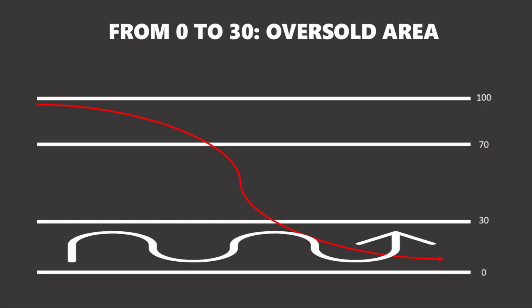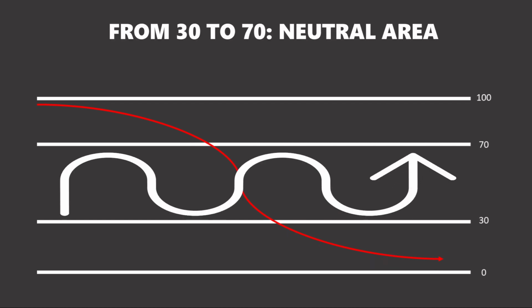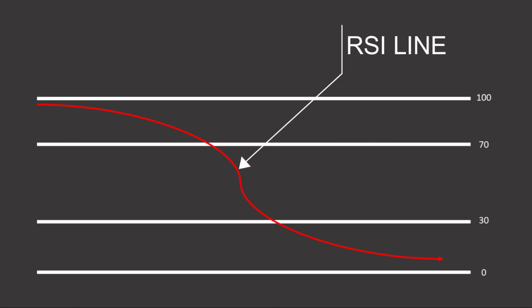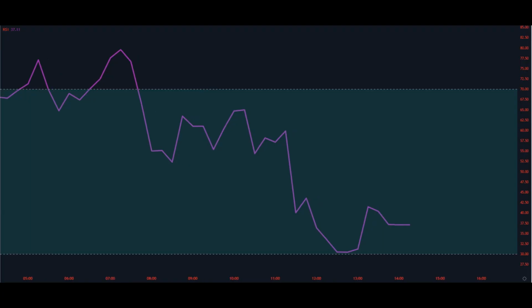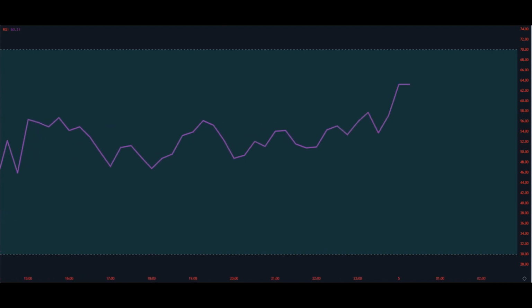From 0 to 30, it's called the oversold area. From 30 to 70, it's called the neutral area. From 70 to 100, it's called the overbought area. The RSI line moves in and out of these three areas, creating different signals on the chart. The default RSI setting is typically 14 periods.